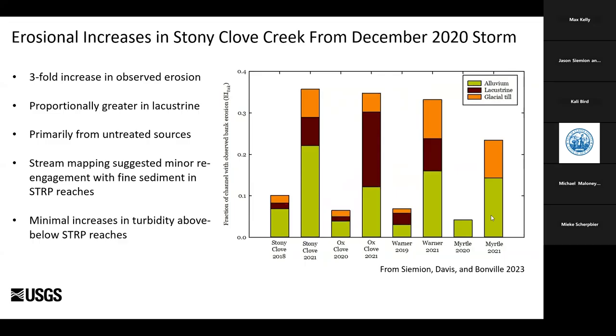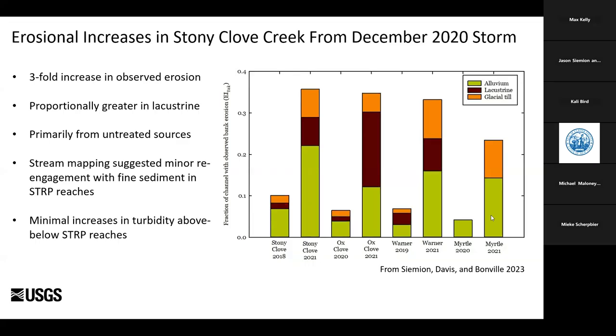We had a 3-fold increase in observed erosion throughout the watershed. It was proportionally greater in the lacustrine material, which of course is problematic because that's the material that's going to stay in suspension to the reservoir. And we noted that it was primarily coming from untreated sources.